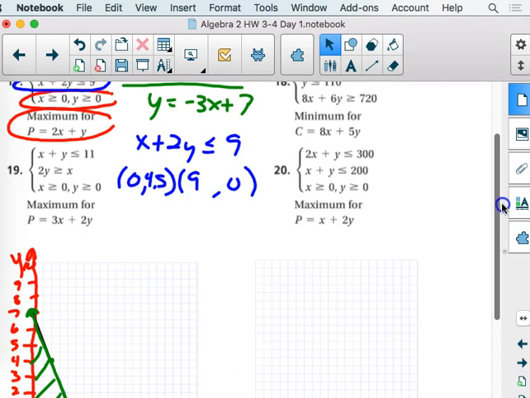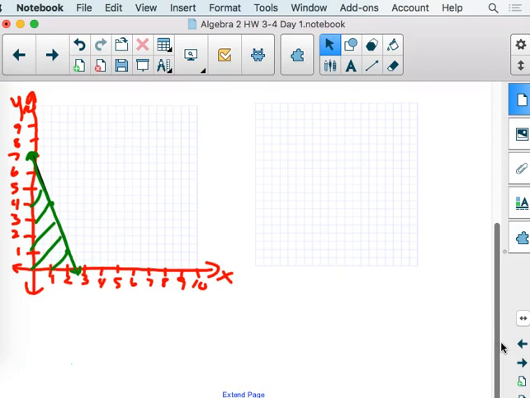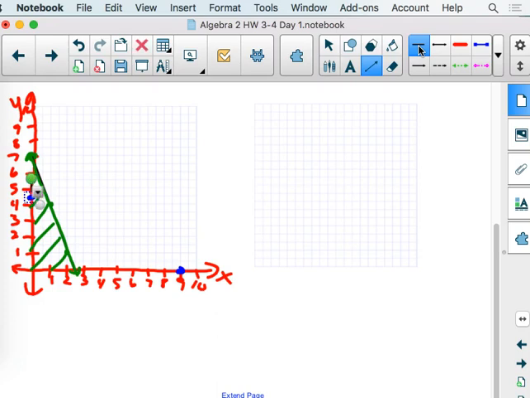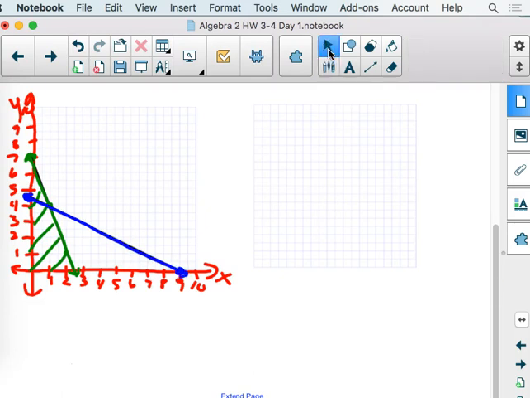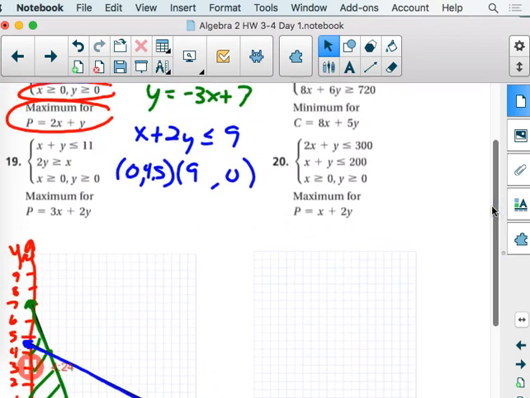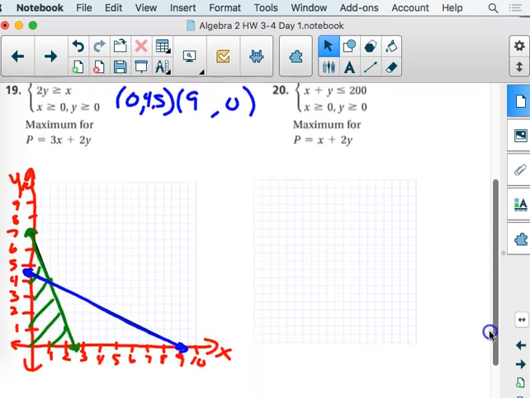And the blue was 0, 4.5, and 9, 0. Cheat and get my straight line drawn. Silly smartboard. So, color code it. And then go back and check, should I be graphing towards 0, 0 with my shading? 0 plus 0 is less than or equal to 9. Yep, I should be shading towards 0, 0.